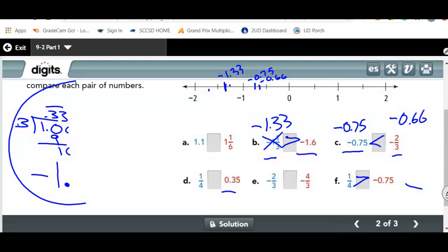Negative 2/3 is right here. Negative 4/3 is between what two whole numbers? Do not leave. Have a seat. Negative 4/3 is between what two whole numbers? Ian. Good. -1 and -2. Which one is farther or which one is greater? Becca?